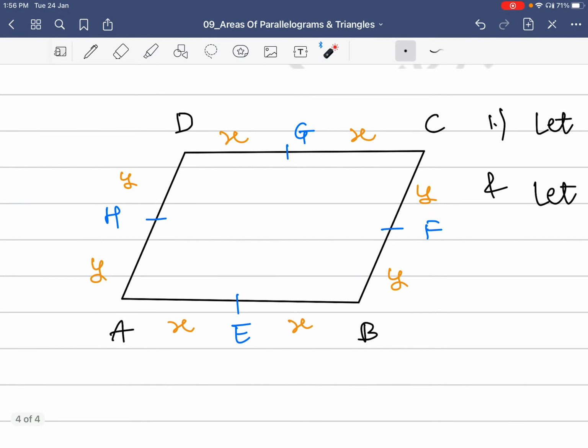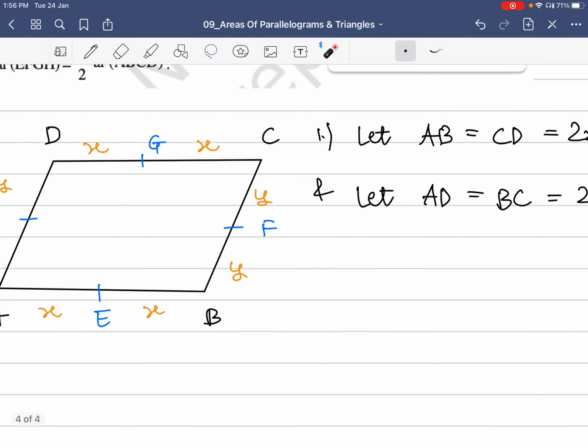So AB and CD are 2x. Since these are the midpoints, this is x, this is x, this is x, this is x. Similarly, AD and BC are of length 2y, and since these are the midpoints, these segments are going to be y and y. So that is what is happening.